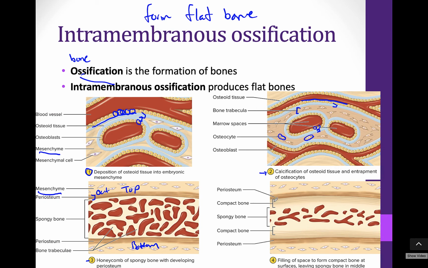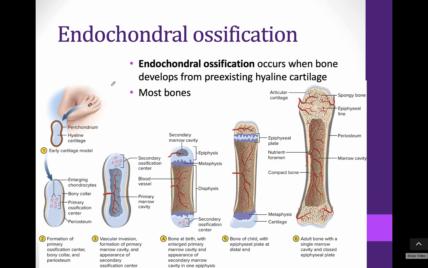And then over time, that periosteum layer is going to lay down some more osteoblasts in lines, and that's going to create our compact bone on the top and our compact bone on the bottom. And then we have our periosteum lining again on the top and on the bottom of the flat bone.